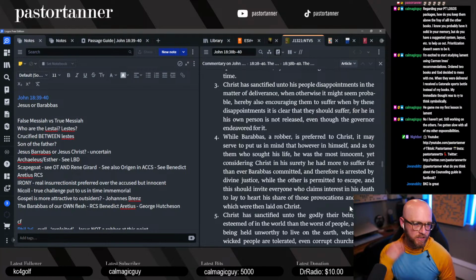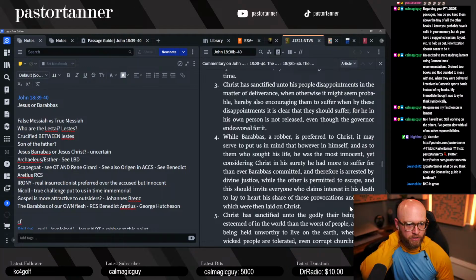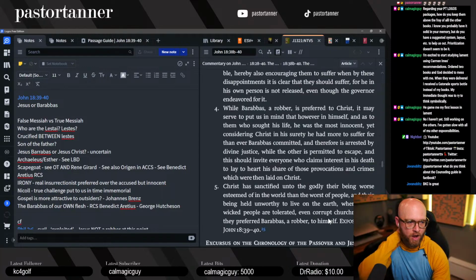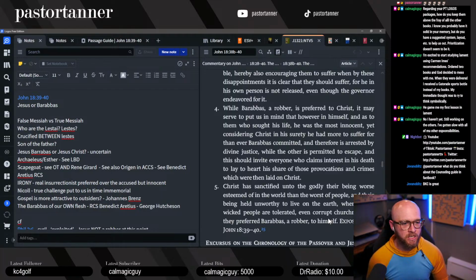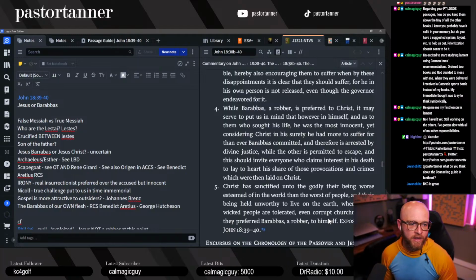3. Christ has sanctified unto his people disappointments in the matter of deliverance, when otherwise it might seem probable, hereby also encouraging them to suffer when these disappointments make it clear they should suffer, for he in his own person is not released. 4. While Barabbas, a robber, is preferred to Christ, it may serve to put us to mind that however in himself, and as to them who sought his life, he was the most innocent, yet considering Christ in his surety, he had more to suffer forever than Barabbas committed, and therefore is arrested in divine justice, while the other is permitted to escape.